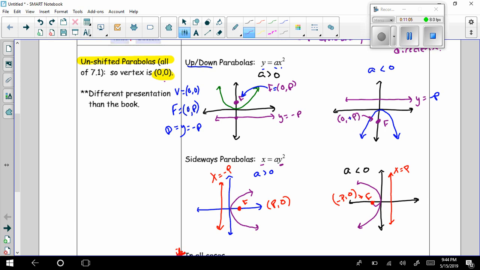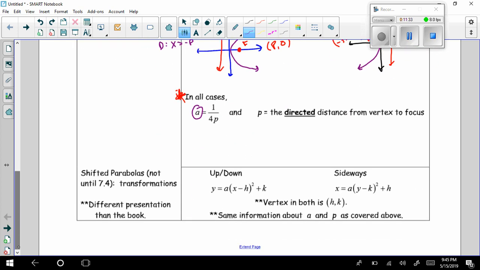Okay, and then down here we have the vertex at 0, 0, and the focus is at p, 0. So notice our x's and y's changing sides. And the directrix is at x equals the opposite of p. Okay. So let's look at a couple examples of that.